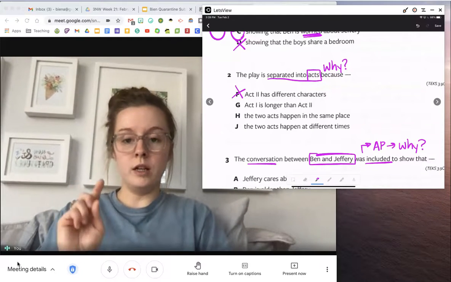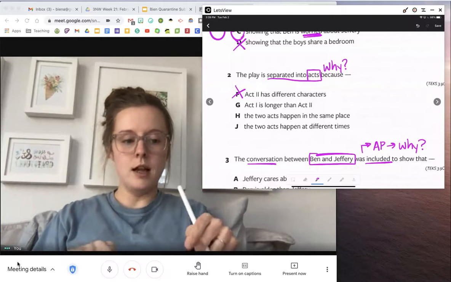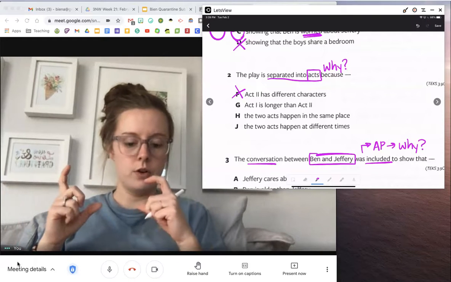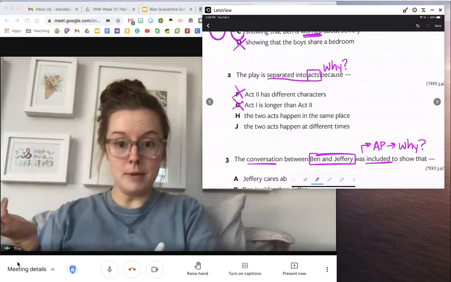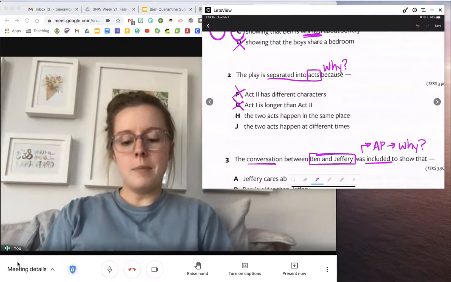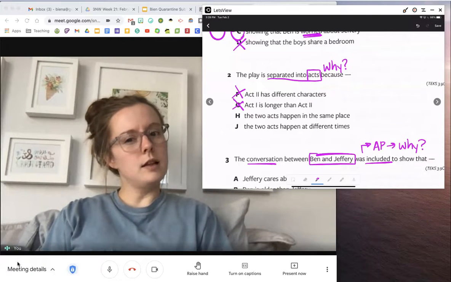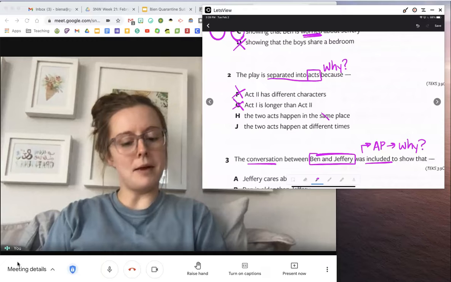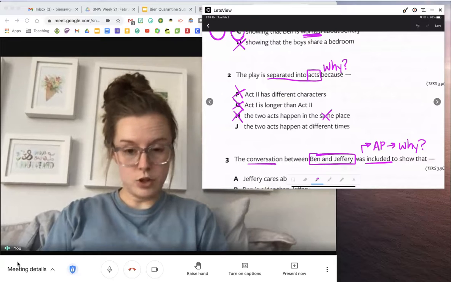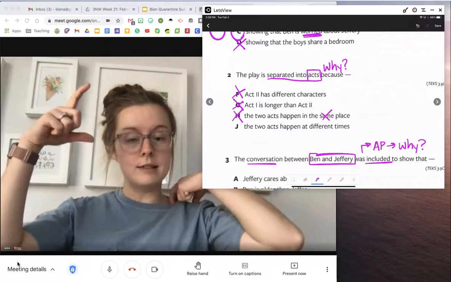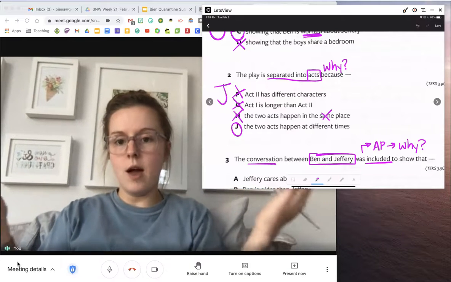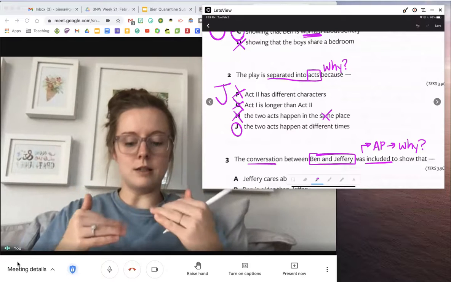Was Act 1 longer than Act 2? Is that why they separated it? Like, does the author of a book make different chapters because one of them is longer than the other? No. I mean, it might be longer than the other one, but that's not why we have acts and chapters. The 2 acts happen in the same place. Unless their bunk bed is in the street, I don't think it happened in the same place. The 2 acts happen at different times. Yes, for sure, because one happened earlier in the day when they were outside riding bikes, and Act 2 happened whenever they were back at their house later that night. So they do that because they can't show everything all at once. Okay, it had to switch places and times.